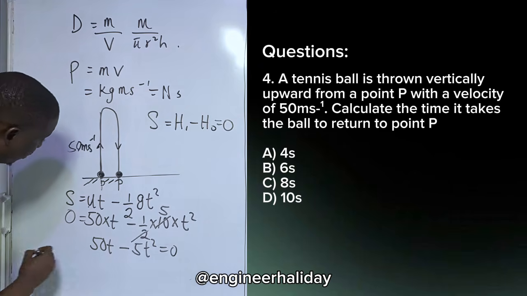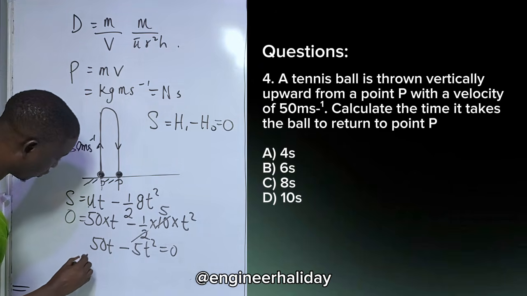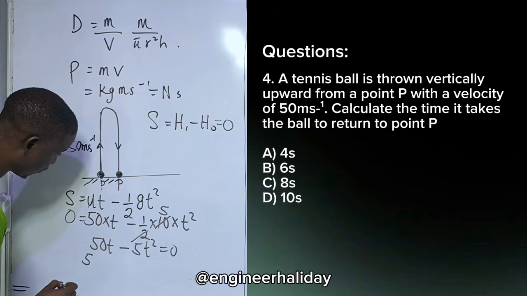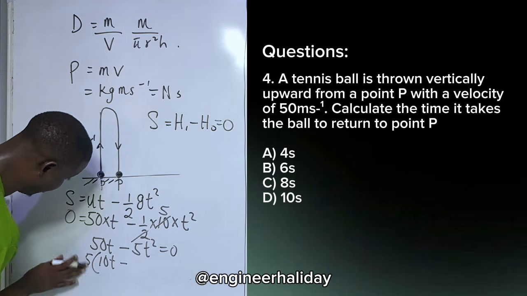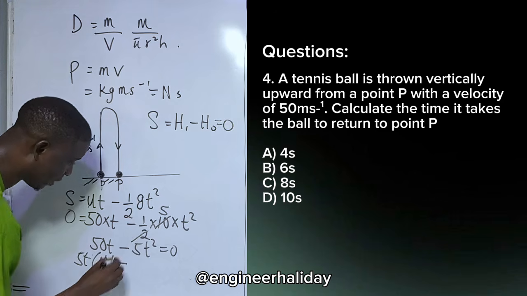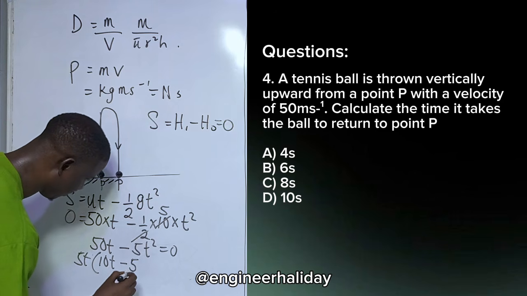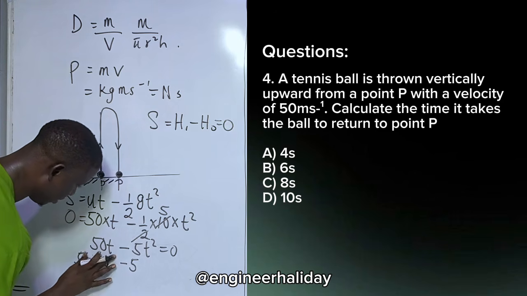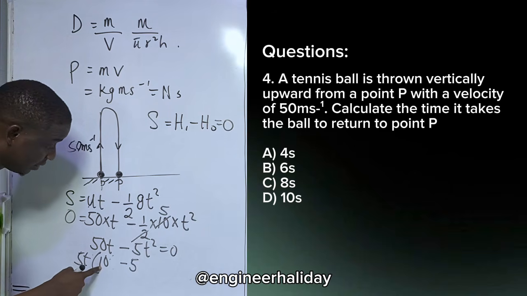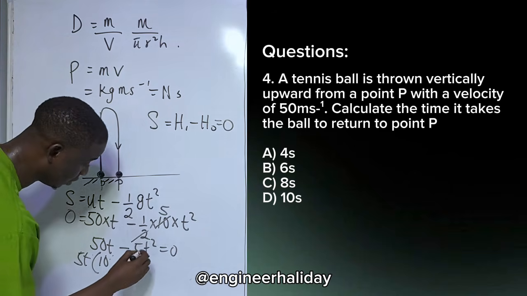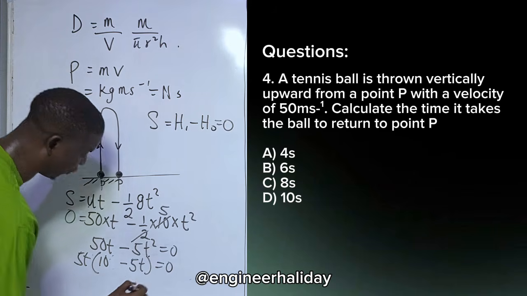What is common is now 5t. So we factorize 5t out. 50t divided by 5t will give us 10. Then what we have is 5t times (10 minus t) equal to 0.